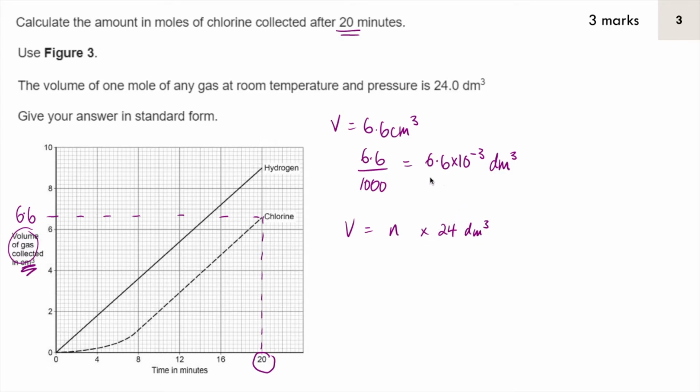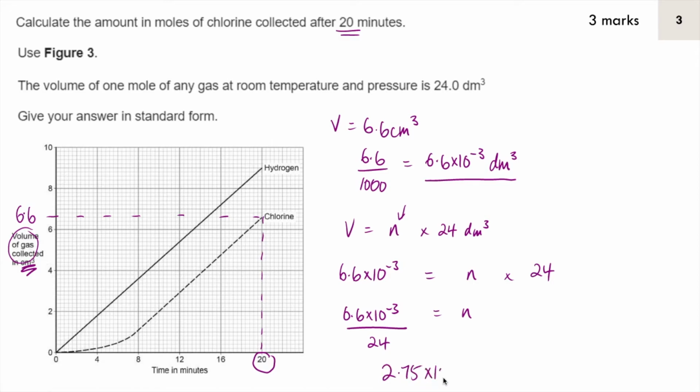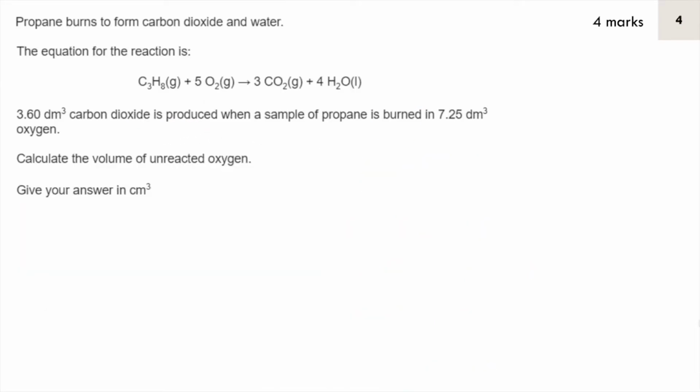Okay, so we have the total volume of gas. What we want to do is work out N, the number of moles. So I'm just going to substitute in the number that I know. V is 6.6 times 10 to the minus 3. That equals N times 24. So to find N, I'm going to do 6.6 times 10 to the minus 3 divided by 24. And that comes out as 2.75 times 10 to the minus 4 moles. And by using my calculator, I've actually already got my answer in standard form. Here's question 4. Pause the video, replay when you're ready.